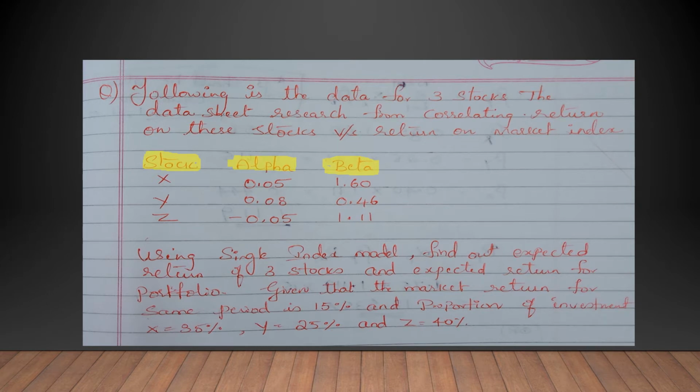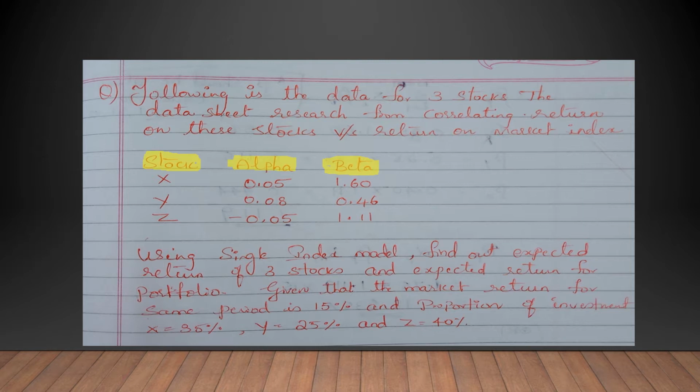Here is the question. Following is the data for 3 stocks. The data sheet research from correlating a return on these stocks versus return on market index is given. So 3 stocks are given. Then the alpha and beta values are given. Using the single index model, find out the expected return of the 3 stocks and the expected return for the portfolio.